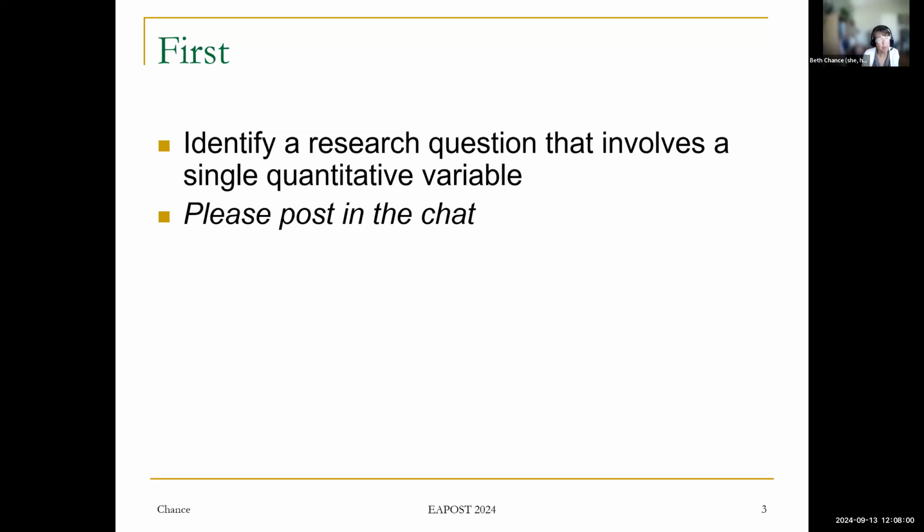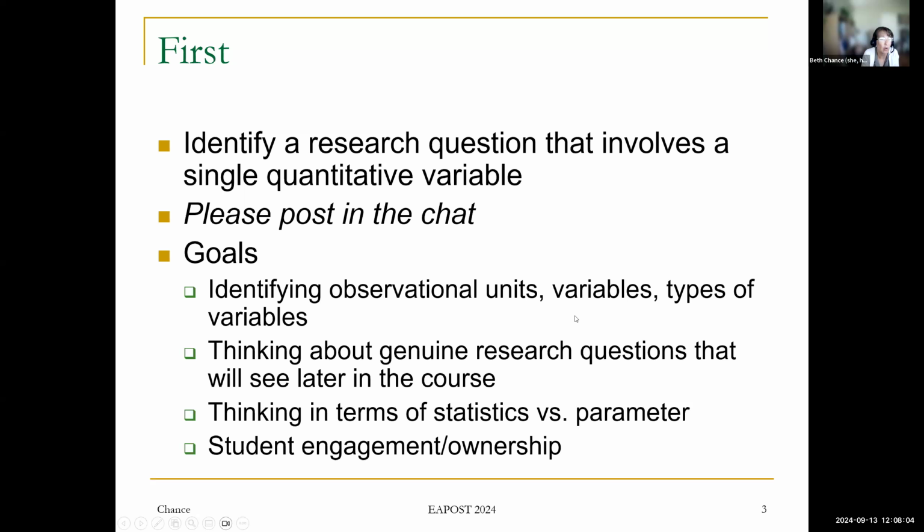So I think that's something to maybe do early in the course, and then you can come back to it later in the course. My goals are really just having them practice thinking about observational unit, variable, types of variables, thinking about genuine research questions, hopefully sowing the seeds a little bit for some genuine research questions that they'll see later in the course. But maybe even also defining these ideas of statistics and parameters.